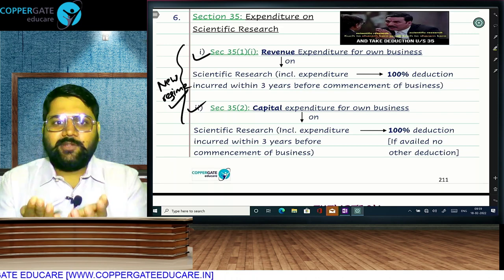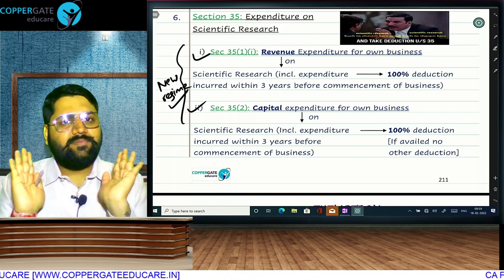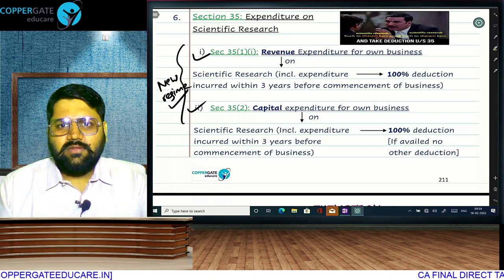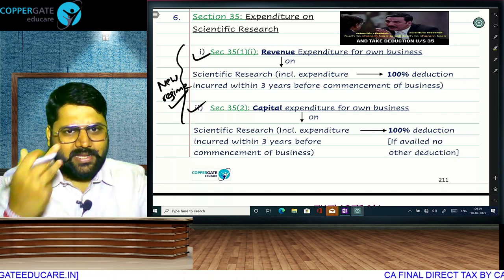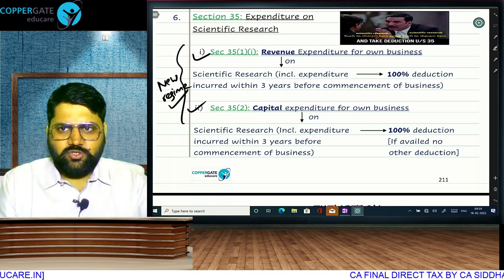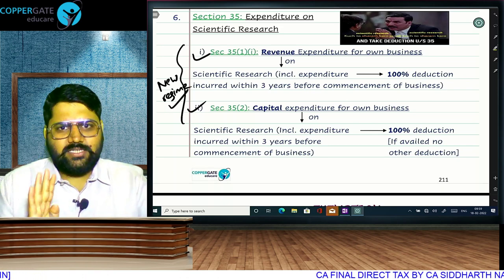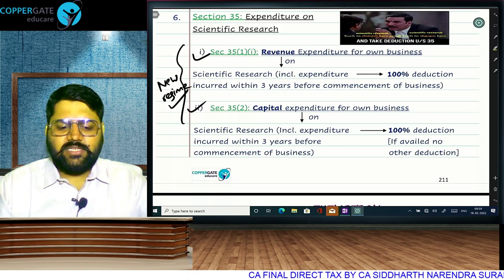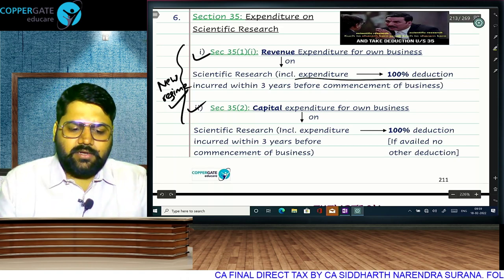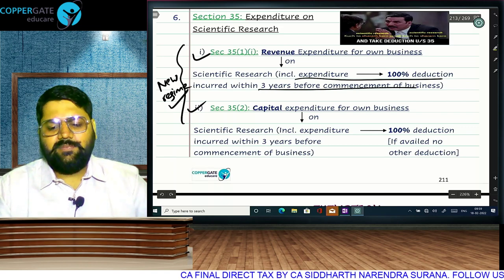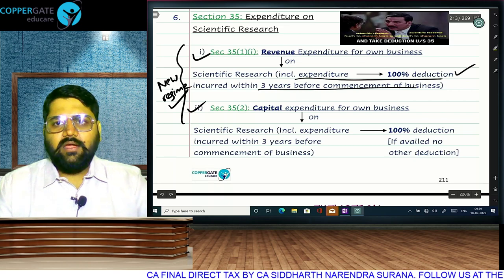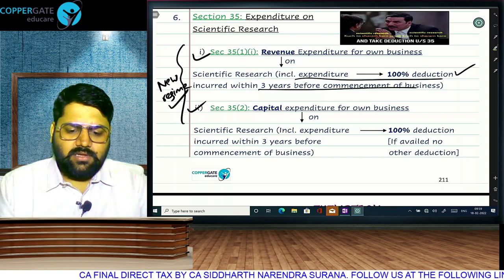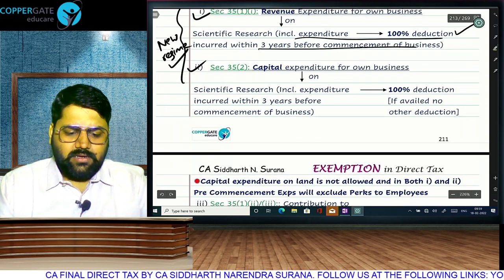Or you may conclude like this: in new regime, these two will be allowed, 35(1)(i) and 35(2), and anything other than this, whichever is applicable, is not allowed. For companies, 5 applicable, new regime all not allowed. For individual, HUF, 4 applicable, new regime not allowed. Only these two will be allowed. So, revenue expenditure for own business of scientific research, including expenditure incurred 3 years before the commencement of business, 100% deduction.